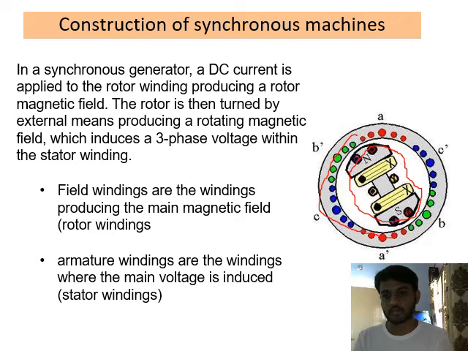Okay, so in the stator part we have a stator winding. When we rotate this rotor by using external means, it produces a rotating magnetic field which induces a three-phase voltage within the stator winding. Field windings are the windings producing the main magnetic field, which is the rotor winding, and armature windings are the windings where the main voltage is induced, which is the stator winding.